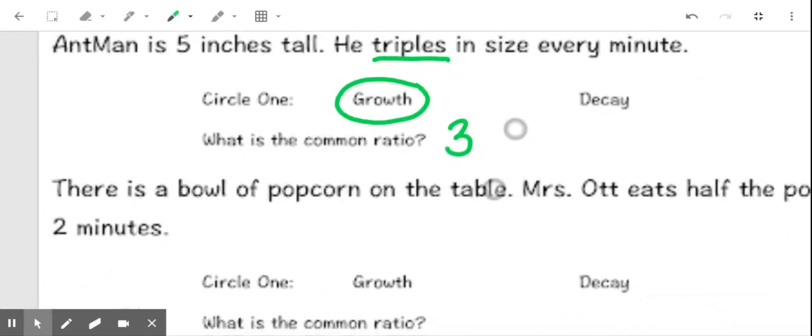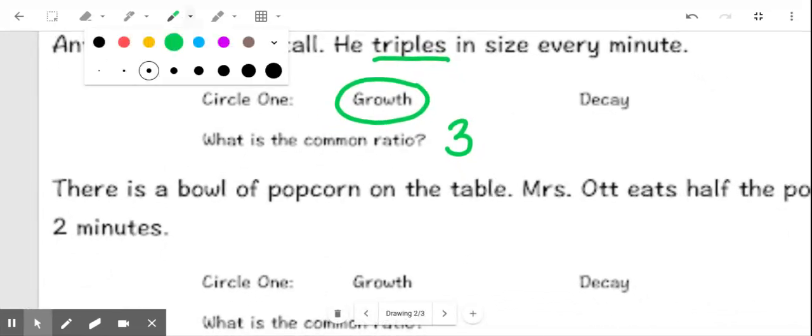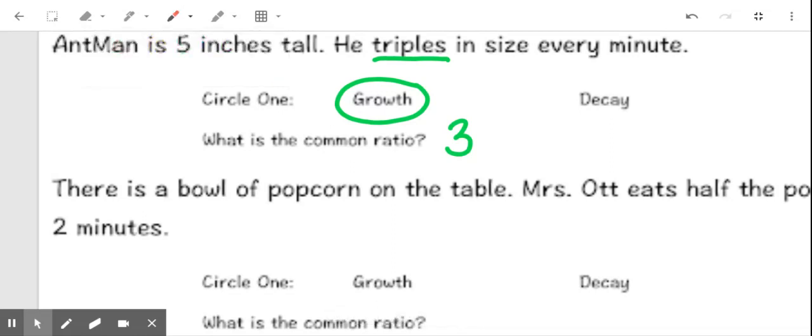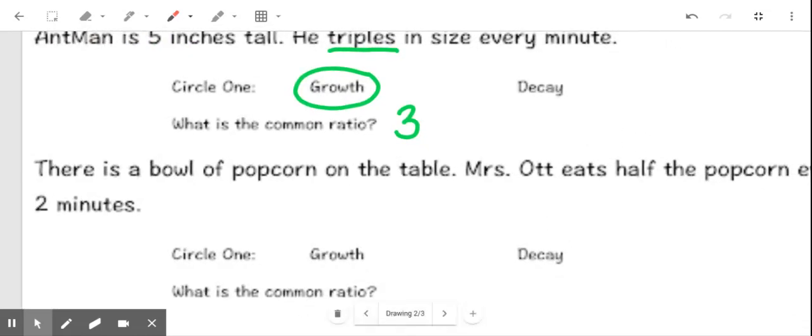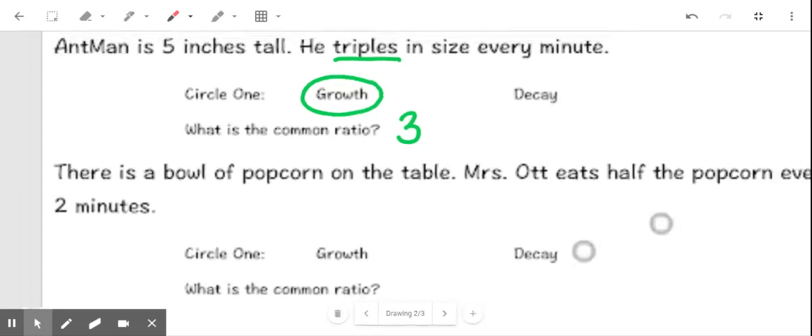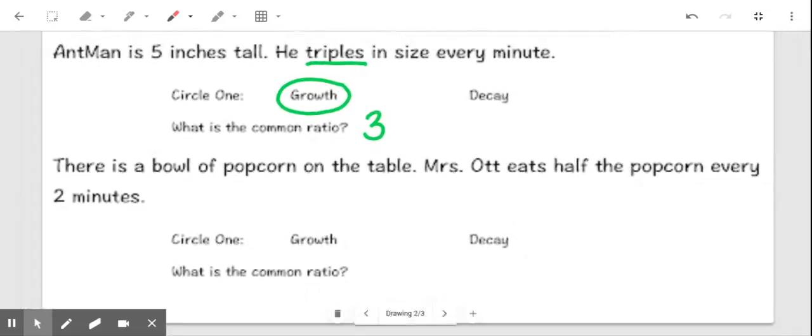So for instance, let's look at this second problem here where we talk about a bowl of popcorn. Let me backtrack. There's a bowl of popcorn on the table. Mrs. Ott eats half the popcorn every 2 minutes. Okay, so in this, I realized I wasn't specific. Are we talking about Mrs. Ott's cholesterol or are we talking about the popcorn? Well, we're going to talk about the actual bowl of popcorn.